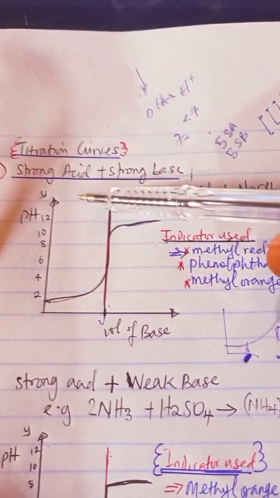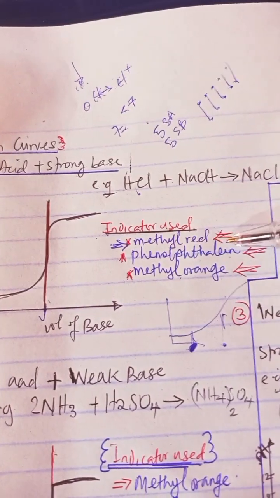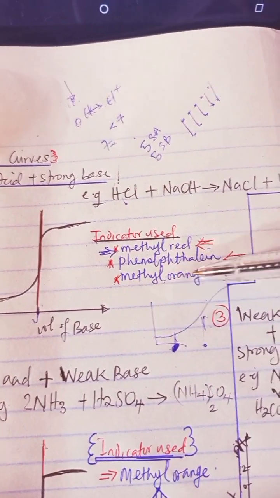So the indicators that you can use for strong acid, strong base are methyl orange, phenolphthalein, and methyl red. So keep that in mind.